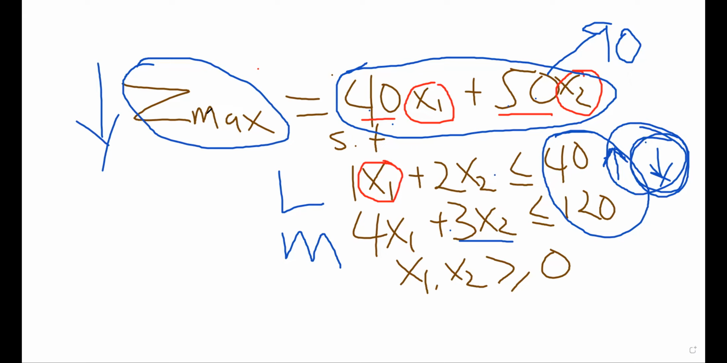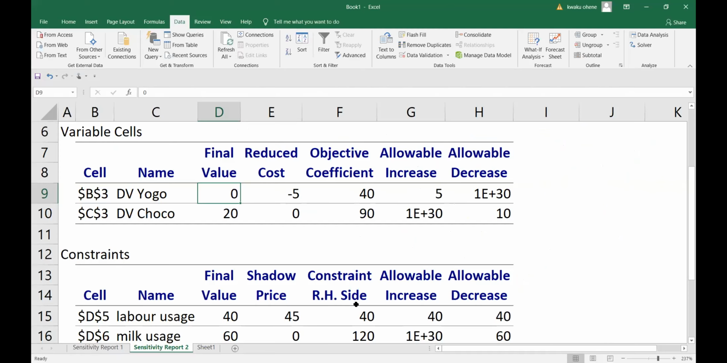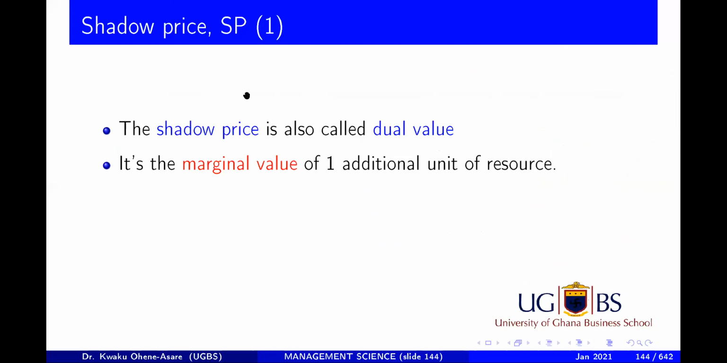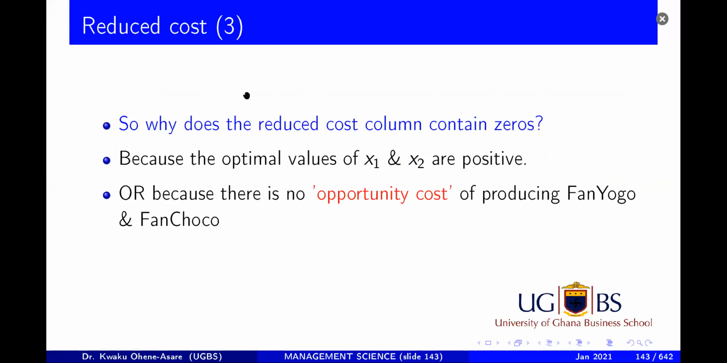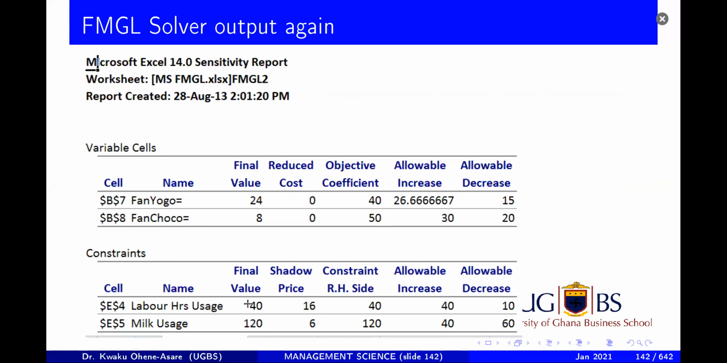Let's take an example. Now, I want you to look at the shadow price. Where is the shadow price? When you look at the shadow price for labor, it's what? 16. The shadow price for labor here is 16, and then there is the shadow price for gallons of milk.